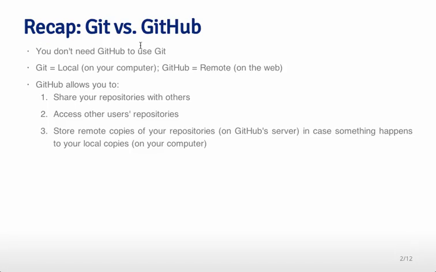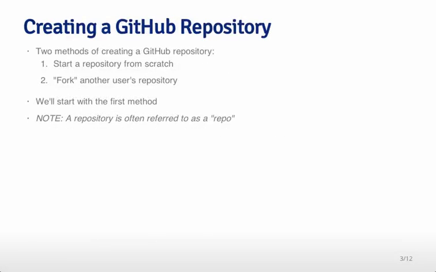We have two pieces of software that we've talked about. Git is a piece of software that allows you to do version control of documents on your local computer. And GitHub is a web service that allows you to deal with repos or repositories remotely on the web. GitHub allows you to share your repositories with others, access other users' public repositories, and store copies of your local repos on the server in case something happens to your local version, so you have a backup copy.